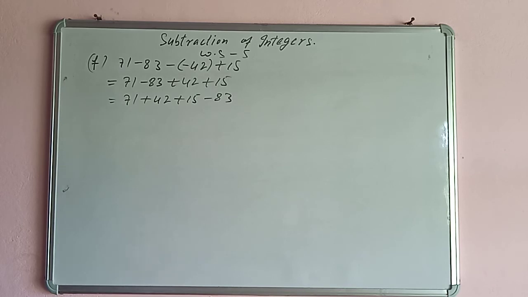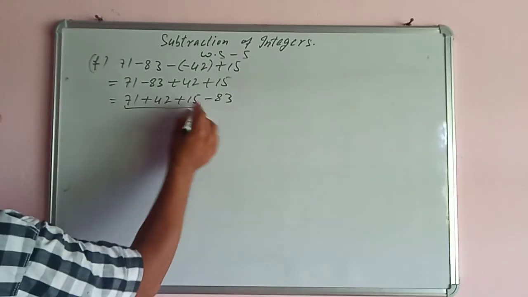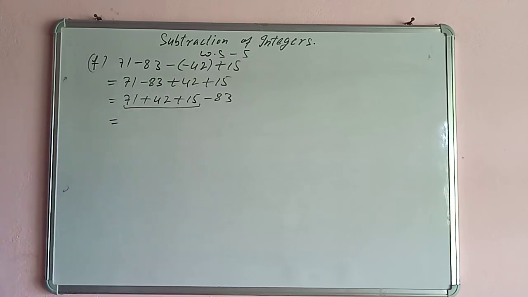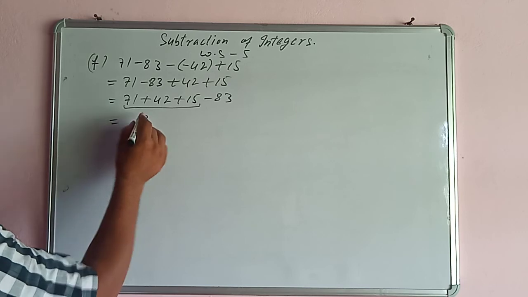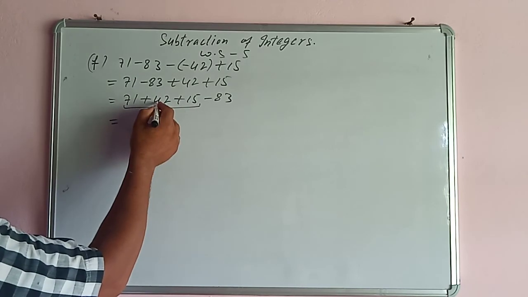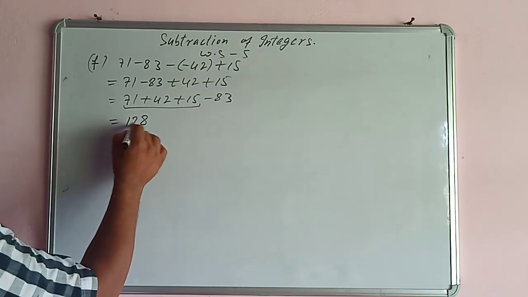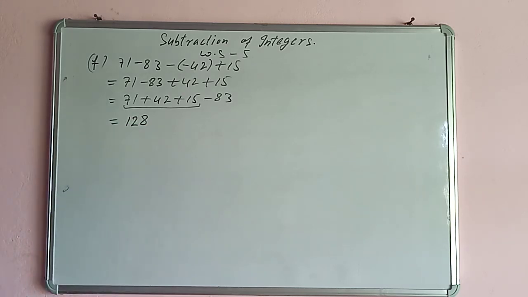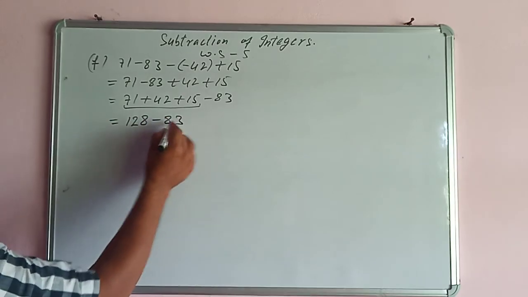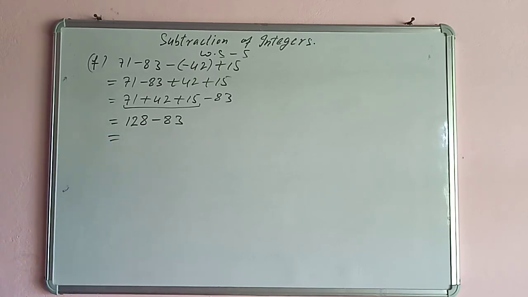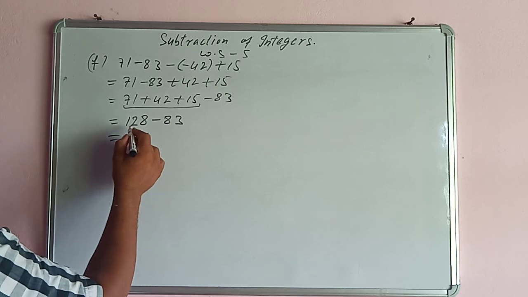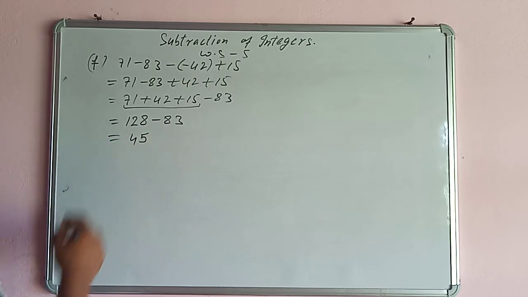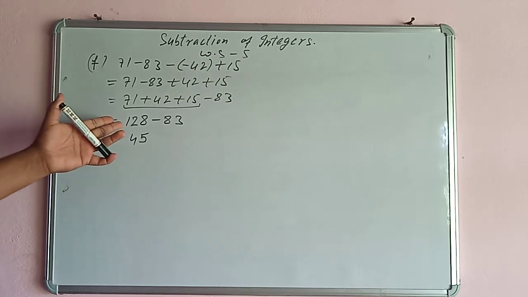So now all the three integers have positive sign, so we will add them. So it is 5 plus 2 is 7, 7 plus 1 is 8, then 1 plus 4 is 5, 5 plus 7 is 12, so 128, minus 83. So now again both have opposite sign. So 8 minus 3 it is 5, and 12 minus 8 it is 4. So answer is 45 because 128 has positive sign.